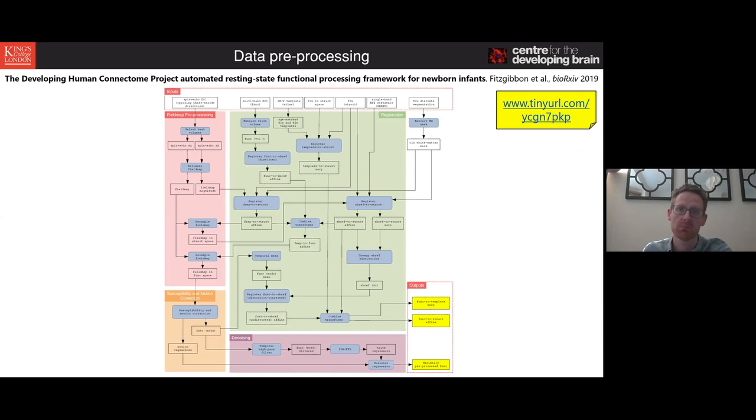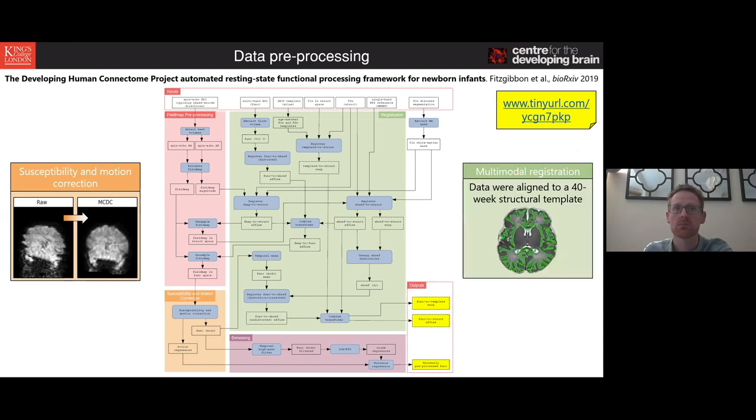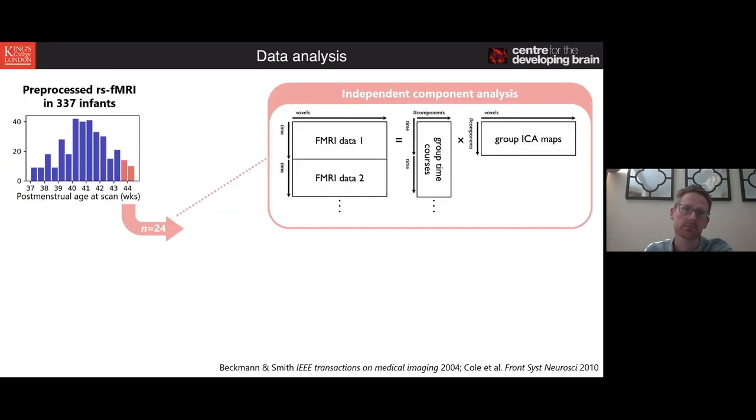Full details of the pre-processing pipeline are available in this preprint paper. Just to highlight two important elements from this. Firstly, retrospective motion correction was built into the pipeline, which minimized the number of subjects we had to exclude for motion. And secondly, data were aligned to a standard space using T1 and T2 structural images acquired in the same session. So the first step in the analysis was to define a normative set of networks in the term-born infants scanned at 43.5 to 44.5 weeks of postmenstrual age, using independent component analysis by temporal concatenation across subjects with FSL melodic.